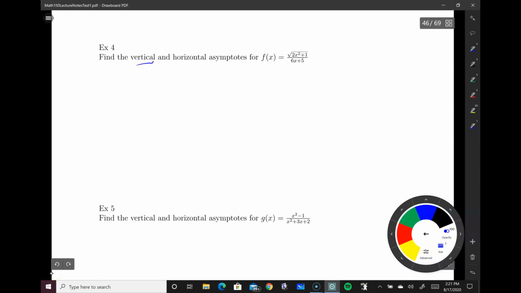All right, vertical and horizontal asymptotes. Vertical is where the denominator is 0 after there's canceling. No canceling to take place here. So the vertical asymptote will be x equals negative 5 over 6.